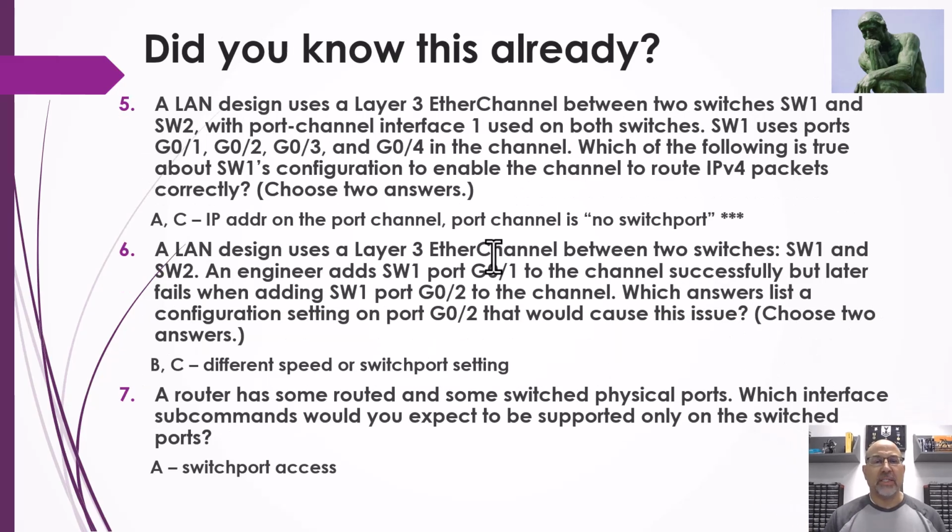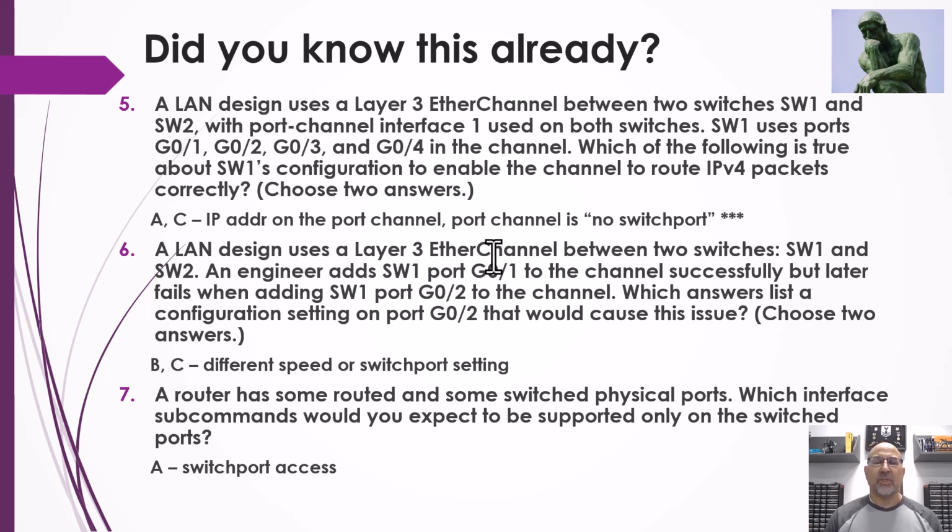Question number 5. A LAN design uses a layer 3 EtherChannel between two switches, switch 1 and switch 2, with port channel interface 1 used on both switches. Switch 1 uses ports G0/1, 2, 3, and 4 in the channel. Which of the following is true about switch 1's configuration to enable the channel to route IPv4 packets correctly? Well, we know that the IP address has to be on the port channel.